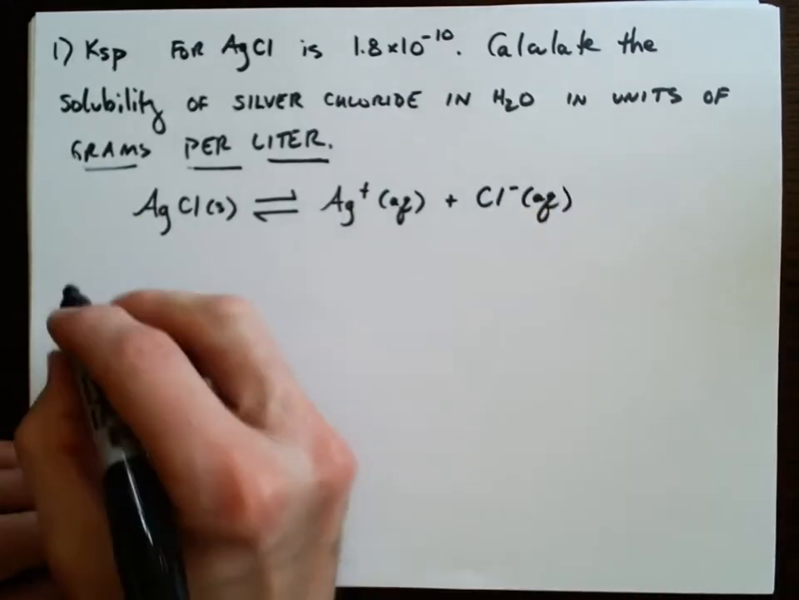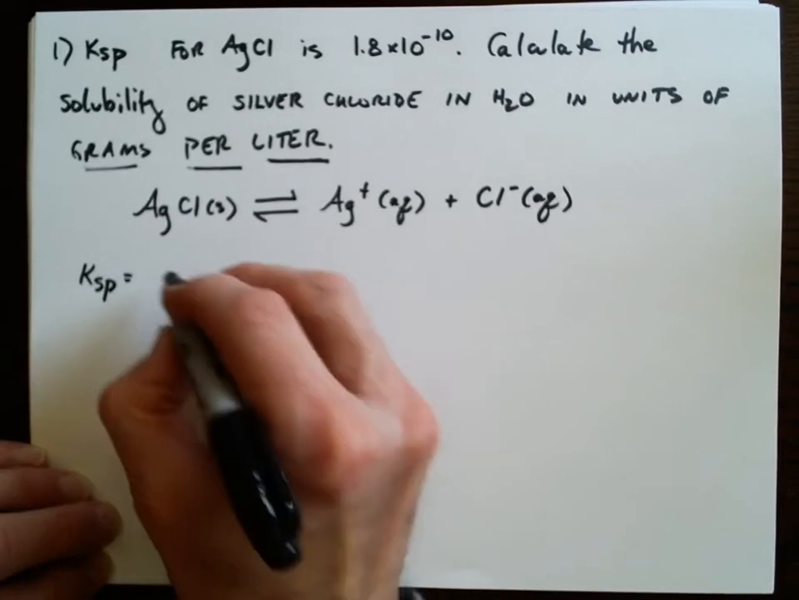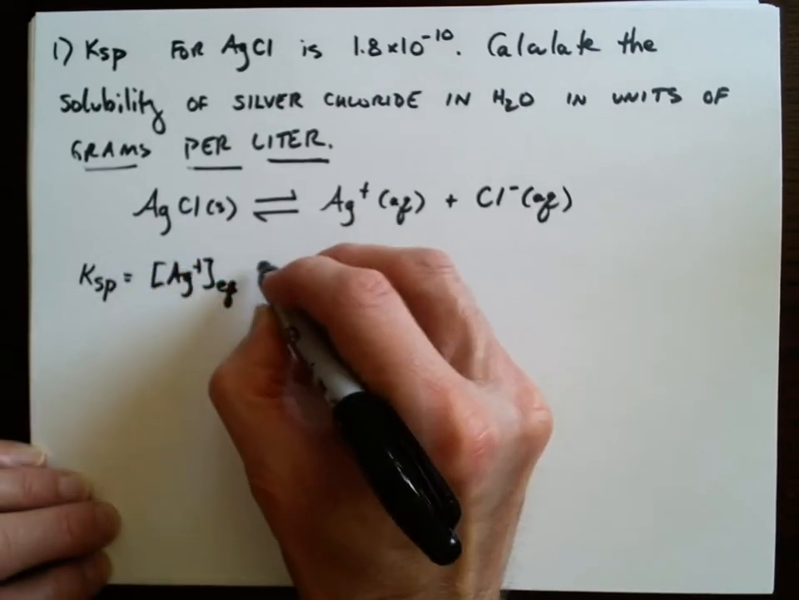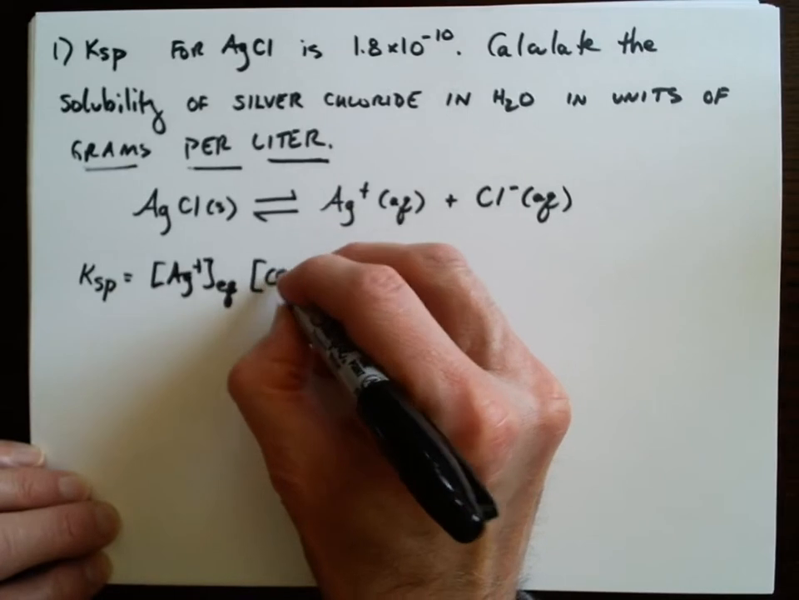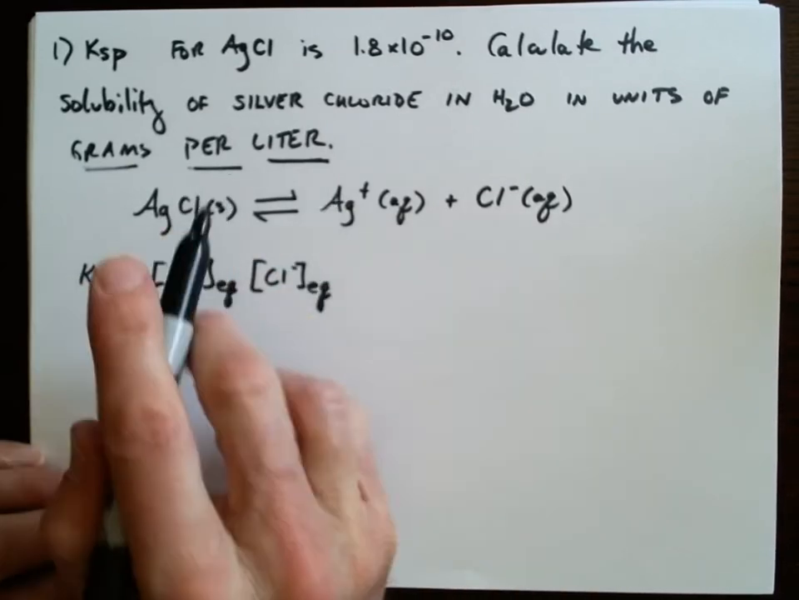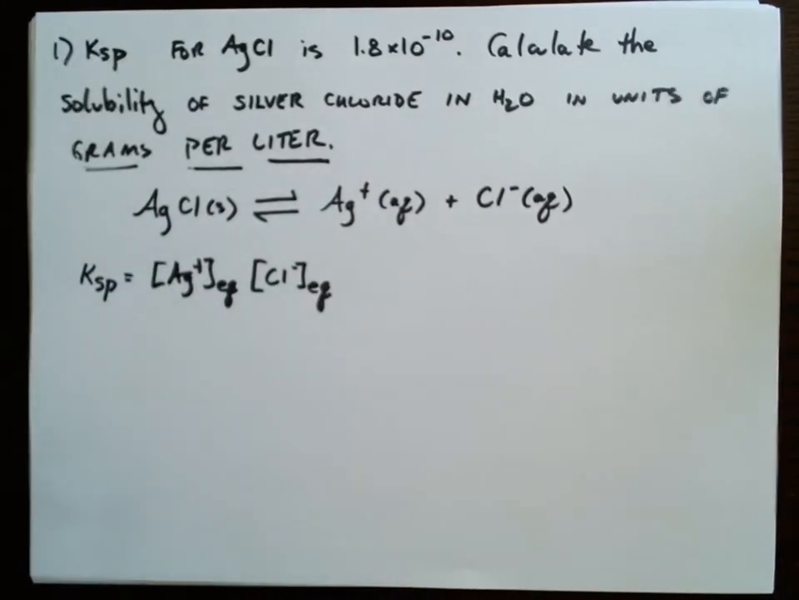And if I was going to write the equilibrium constant for this, which we're going to call Ksp, that's going to be the concentration of silver at equilibrium, times the concentration of chloride at equilibrium. Notice we don't divide by solid silver chloride because we don't include solids in the equilibrium expression.